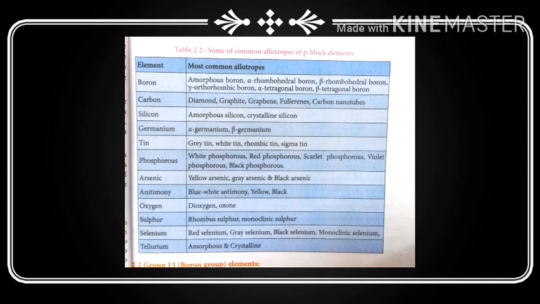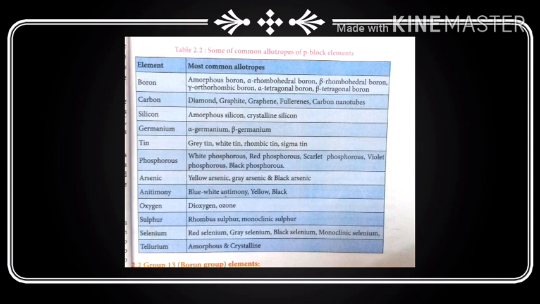So you just go through it once. If you have the book, go through the tabular column. They may ask in one word. Carbon, already you know: diamond, graphite, graphene, fullerene, and carbon nanotubes. These are all the allotropes of carbon.